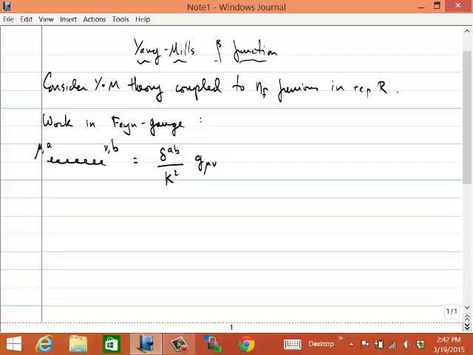So the propagator in Feynman gauge is very similar to the propagator of a photon. It's just g mu nu over k squared. There's only these other two indices which reflect the fact that there are d different species of gauge boson labeled by an index that I've called A and B here. And there's a delta AB which reflects the fact that the propagator is just completely diagonal in that index.